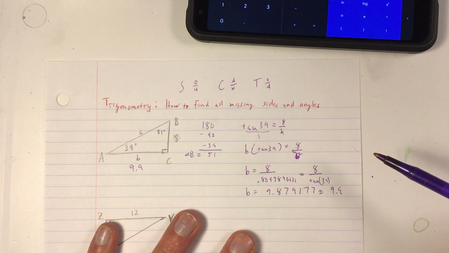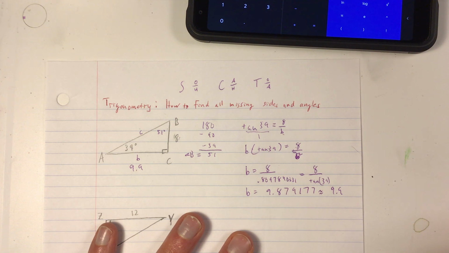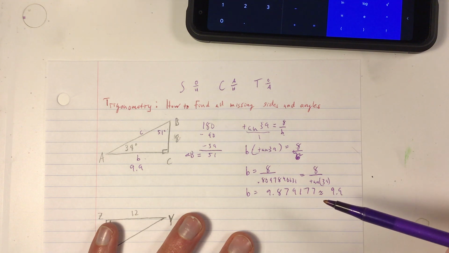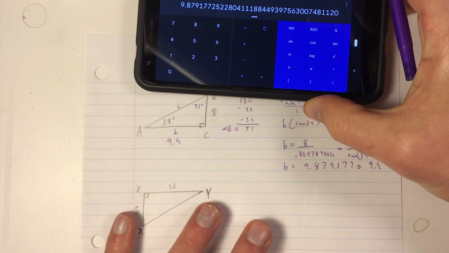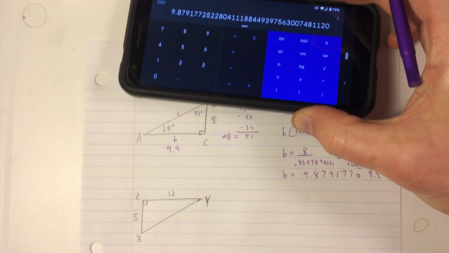Now to find C, what do? Well, guess what? We can just do Pythagorean Theorem. I can do a squared plus b squared and make it equal c squared. So I can do it. That's probably the easiest way to do it. I could do it with trigonometry. I'm not going to. I'm going to keep it simple and use what I know.